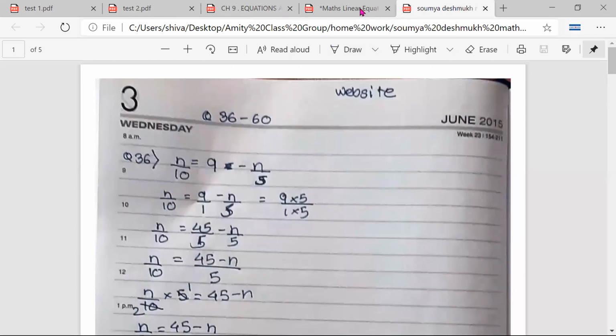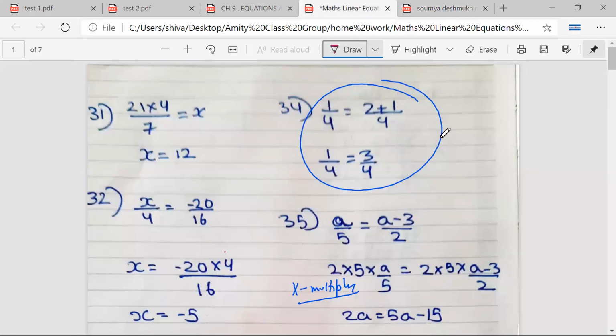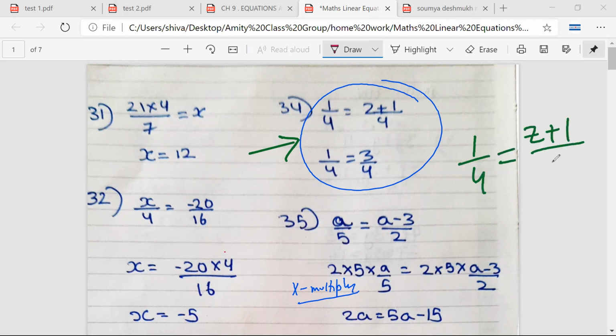Anybody has question 24? There is something wrong here. Yes, sir. Just a second. What exactly is the question? The question is 1 upon 4 is equal to z plus 1 upon 4. Oh, then I thought that was 2.